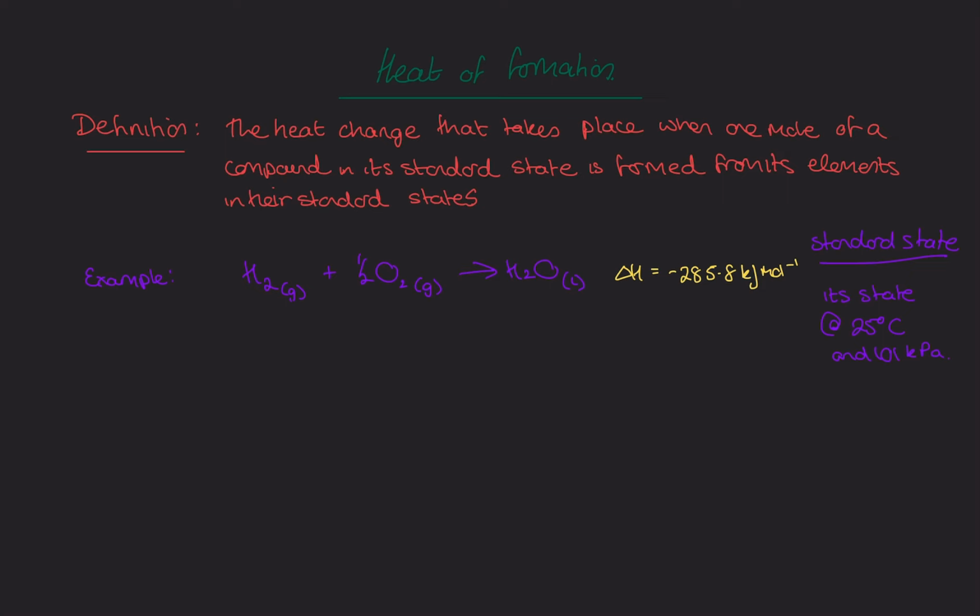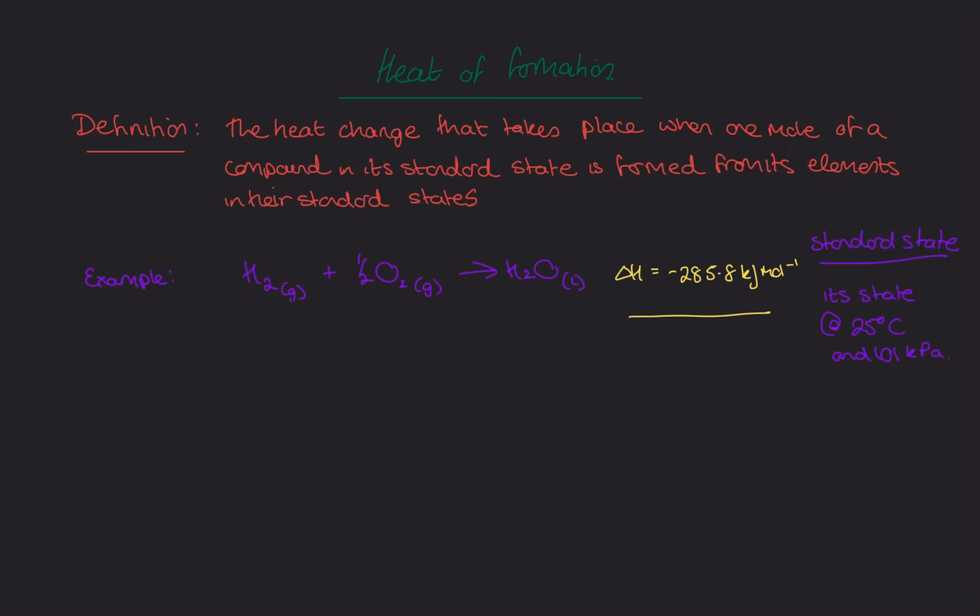From this formation of water, you can see over here the delta H: we have lost energy. So our reactants have lost energy as they've formed the water, and we can see they've lost 285.8 kilojoules per mole. If it was a positive 285.8, they would have gained energy.